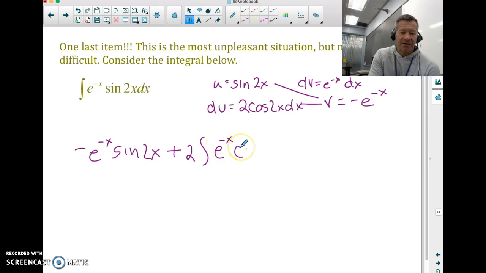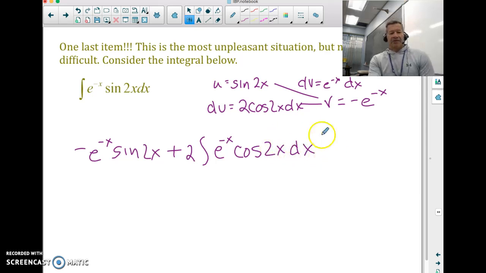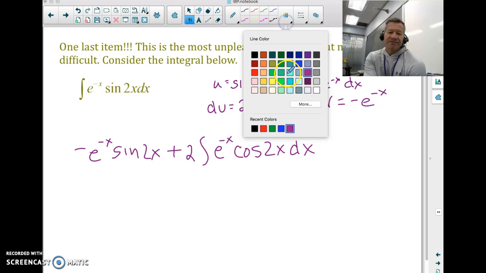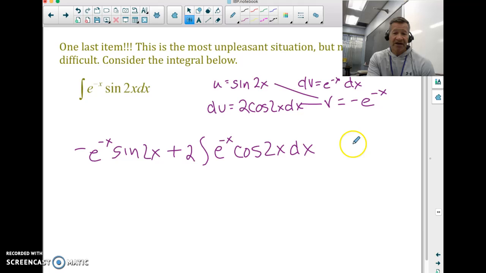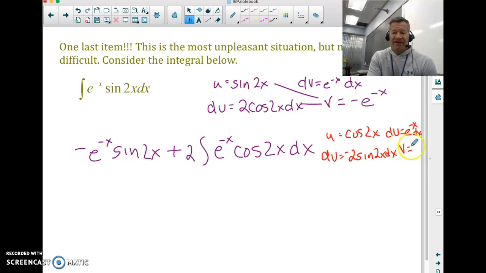Now you look at this and you say to yourself, man, that's no better than what we started with. So you say to yourself, well, I'm going to have to use integration by parts again. So again, I got a trig function. I'm going to let u equal the cosine of 2x, and dv would be e to the negative x dx again. So du would be negative sine 2x times 2 dx. And again, v would simply be negative e to the negative x.